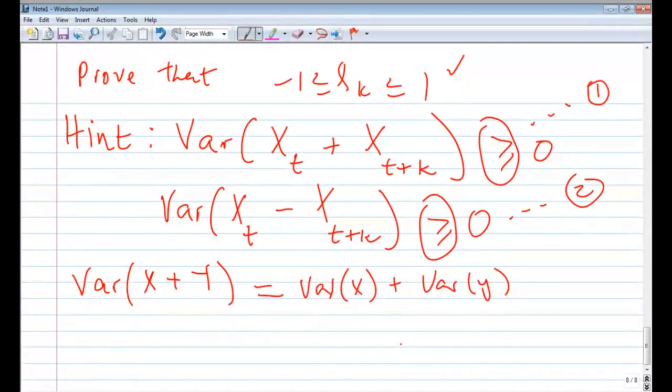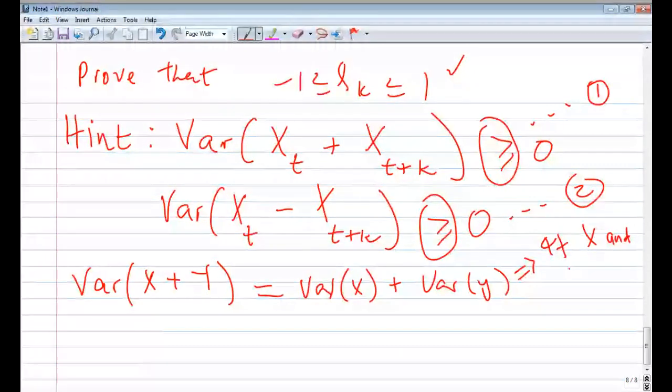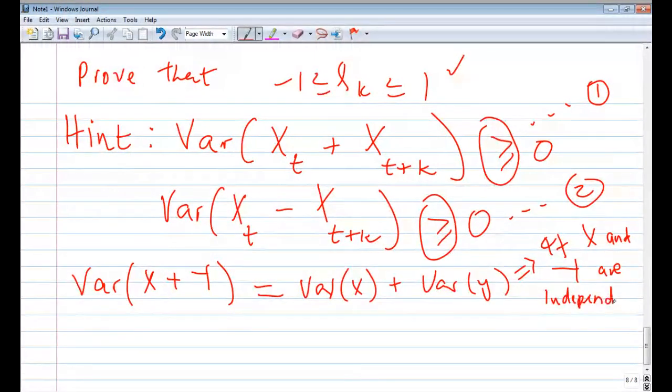Okay, let me just assist you. If you say var of x plus y is equal to var of x plus var of y, we have a condition. The condition being that we assume that x and y are what? Independent, isn't it? If x and y are independent, therefore the var of x plus y is equal to var of x plus var of y. That's true, it's when x and y are independent. Are we together?